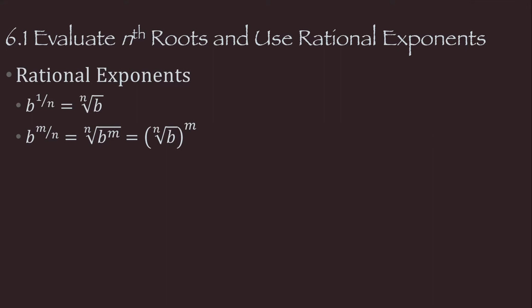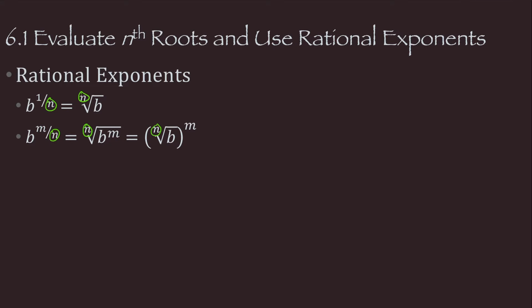It turns out that roots are also exponents. So if the exponent is 1 over n, that's the same as the nth root. Or if the exponent is m over n, then it's the nth root of b to the m. So notice the denominator of the exponent is the root index. So n's the denominator, and that's the index of the root.